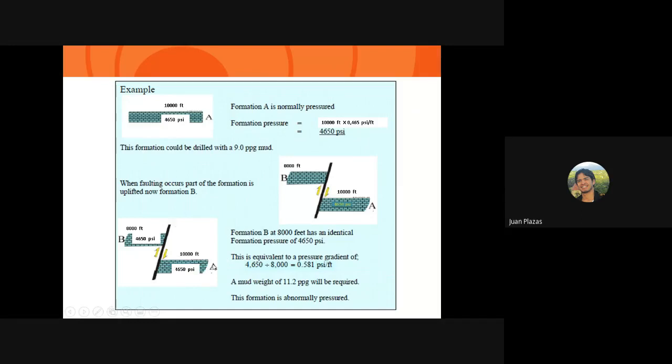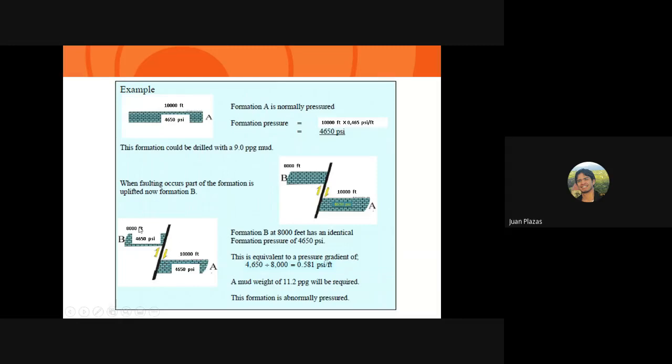Previously, for controlling a well at 10,000 feet, you just needed 9 PPG. So my friends, I calculated again. If you want to get 9 PPG here, it's only taking this gradient, 0.465 PSI per foot, divided by the constant 0.052. So you get 8.9 and you usually round it up to 9 PPG. So controlling a 10,000 feet formation A, you just need 9 PPG.